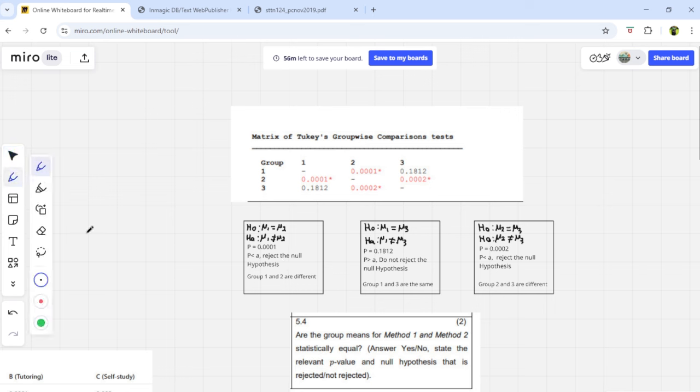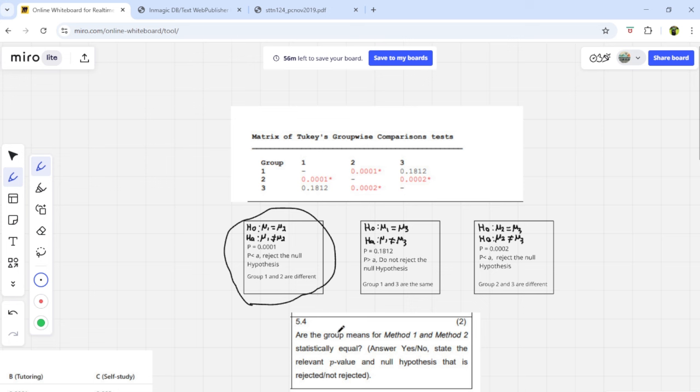Basically meaning in this question they wanted you to write this part of Tukey's groupwise comparison test only. So they just wanted you to write this. So you're going to say no, they are not equal. They are not equal because the p-value is less than alpha and it is rejected.